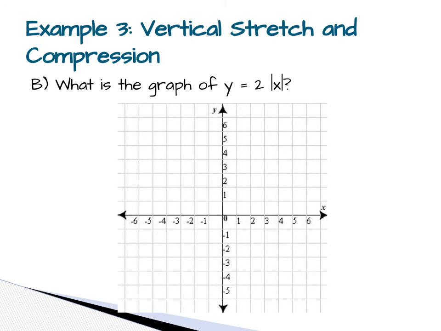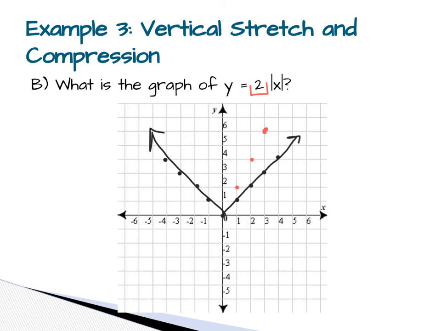Okay, so now I have a 2 out front. What I'm going to do now is translate the parent graph. So I'm going to draw it really quickly. And then I'm going to double every single y value. So instead of 1, I'm going to double 1 and I'm going to put the point at 2. Instead of being at 2, I'm going to double it, I'm going to put it at 4. Instead of being at 3, I'm going to double it and I'm going to put it at 6.